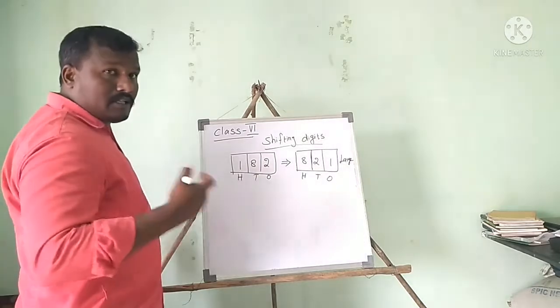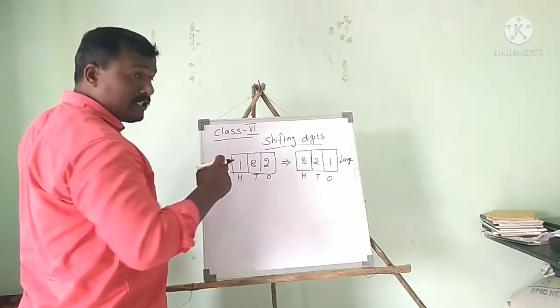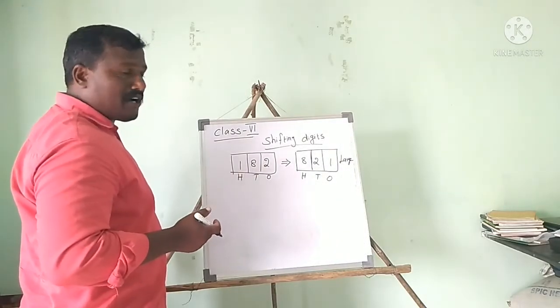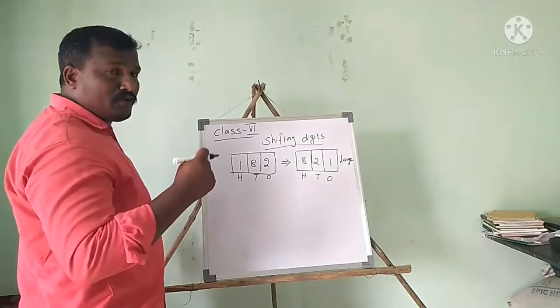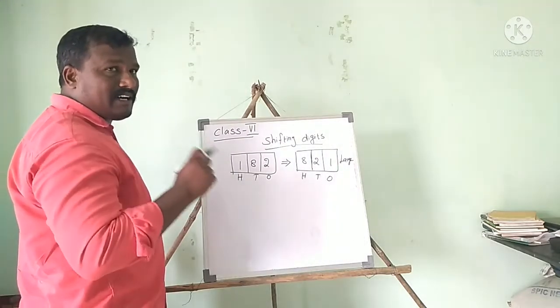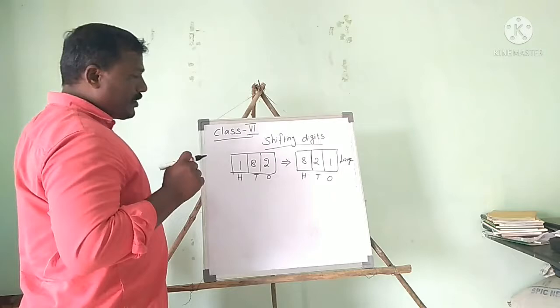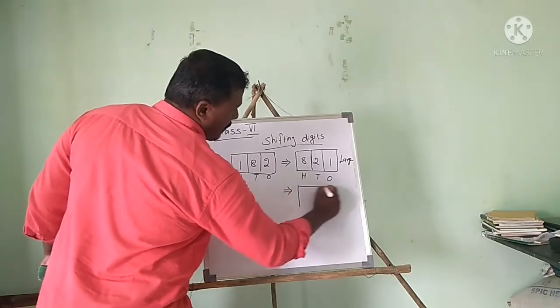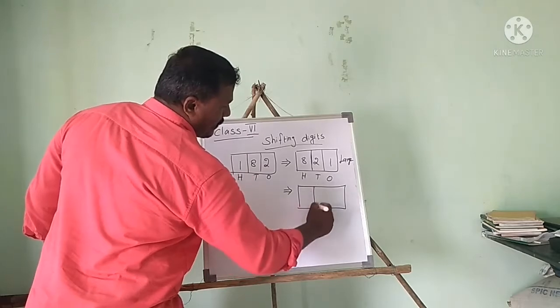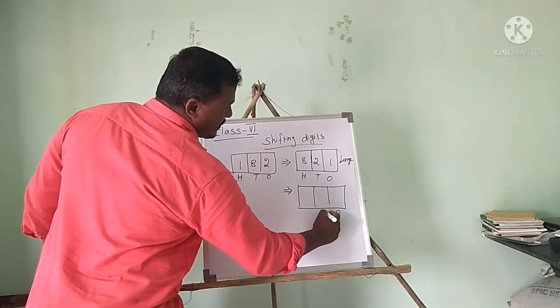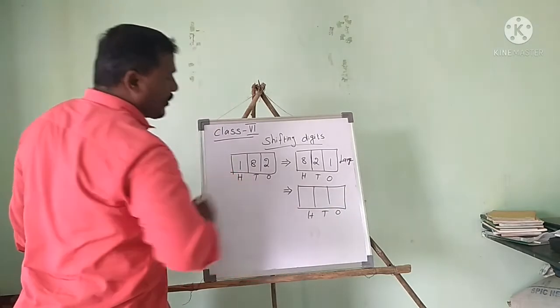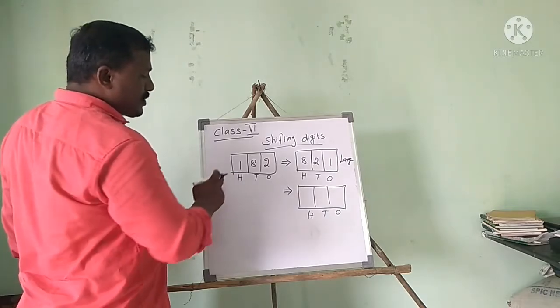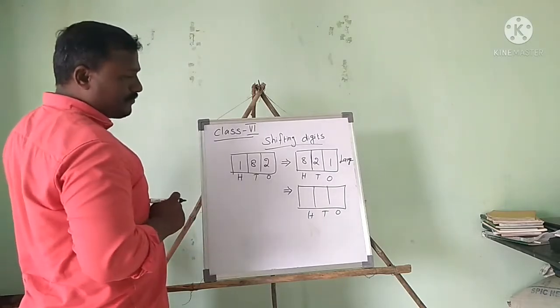Now I am going to take the same number and find out the smallest one. Smallest, you know very well, means ascending order, small to big. So as per that, ones place, tens place, hundreds place. Now which is the smallest one? This is the smallest one.